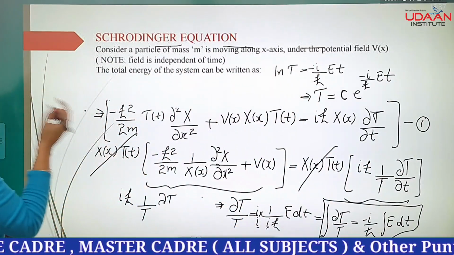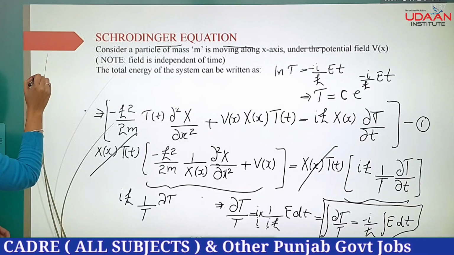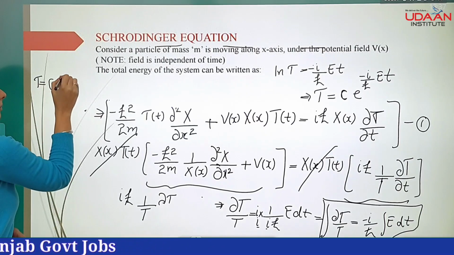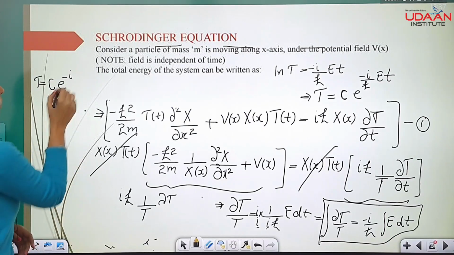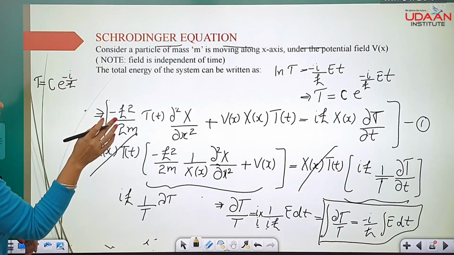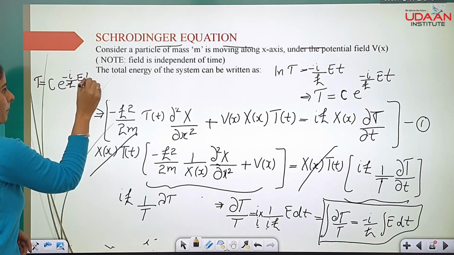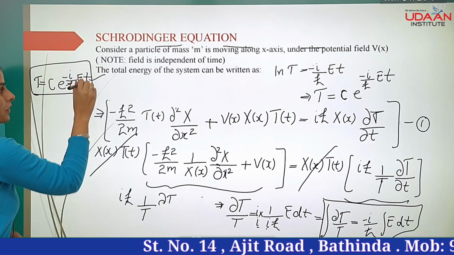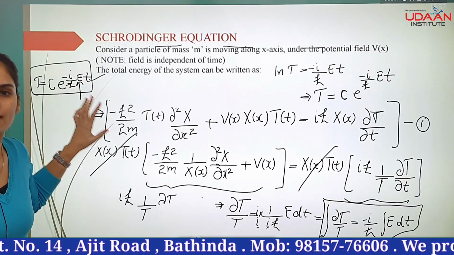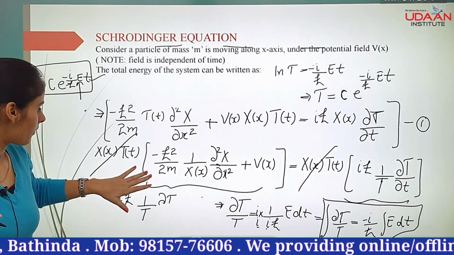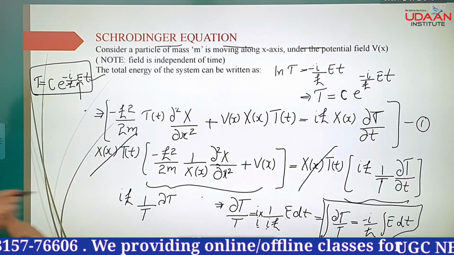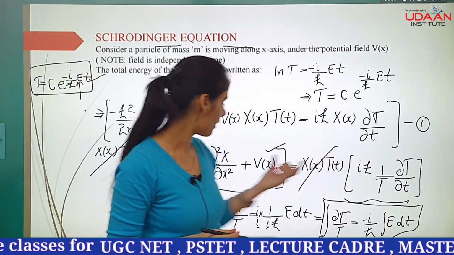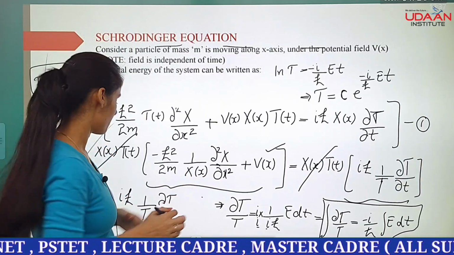So that particular equation is the time dependent part of the Schrodinger equation. Let's just write it over here. T is equal to e raised to power minus iota over h bar into Et, where t is the time and E is the energy eigenstate in which the particle is present. So we are having two. Now let's deal with this part of the equation. As we have discussed the time dependent part, now we are going to discuss the time independent part.